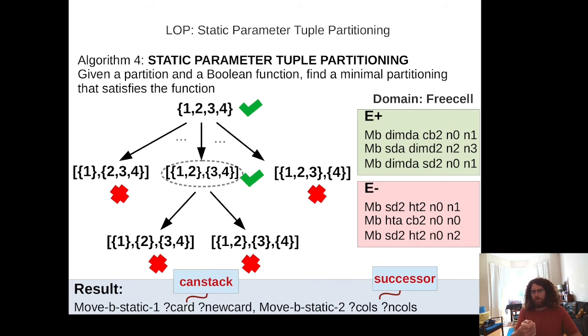And then we try all the different combinations of splitting that tuple. So taking 1 and 2, 3, 4, and then 1, 2, and 3 and 4, and all the different combinations, and seeing which ones are still okay. And so we get to 1 and 2 and 3 and 4 are the only ones that work there, and then we try and split 1 and 2 and 3 and 4. And in this case, 1, 2, and 3 and 4 is as far as you can go. So we get 2 statics instead, and in this case they correspond to predicates in the domain of canstack and successor. Okay.